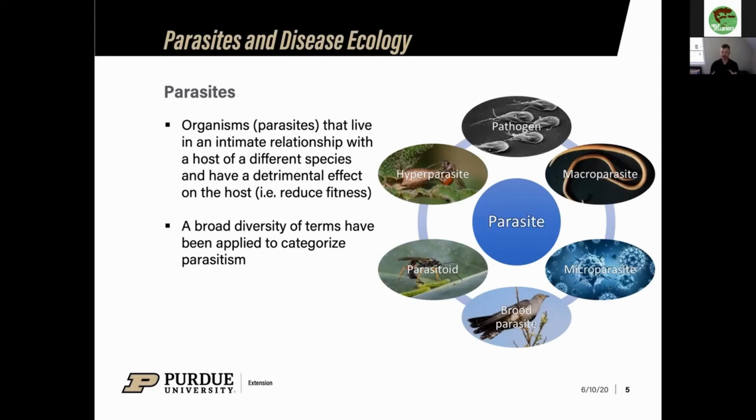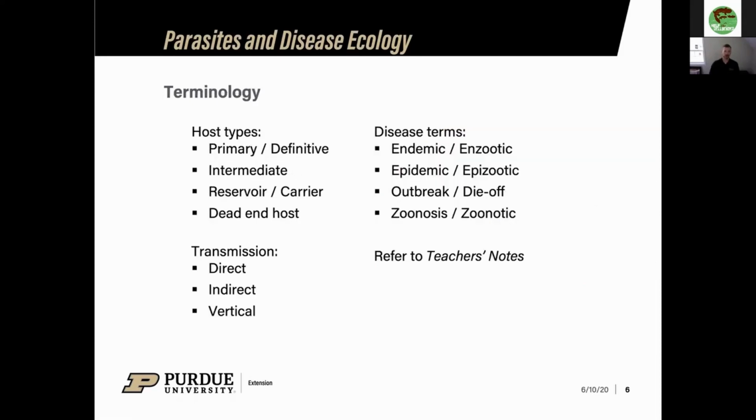So again, broad diversity of terms. In the teacher notes, we'll have some descriptions of these different categories of parasites. But again, I'll mainly use pathogen and parasite kind of interchangeably today as I go through this webinar. And also in the teacher's notes, we provided a broad diversity of terminology that's used in disease ecology. Like any field, we're using lots of different terms. So we've defined all those terms for you, including things like host types, disease terms, as well as transmission, what that means. So please refer to those teacher notes to get a little bit more information about those. And I'll come back to this one a little later on when we get to the amphibian parasites, so the types of hosts in disease ecology.